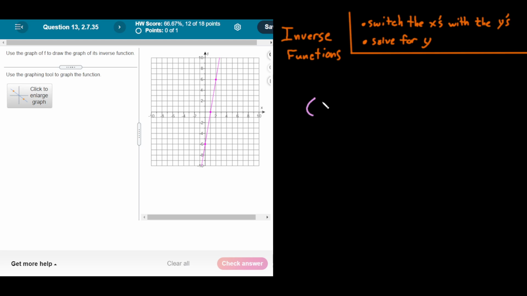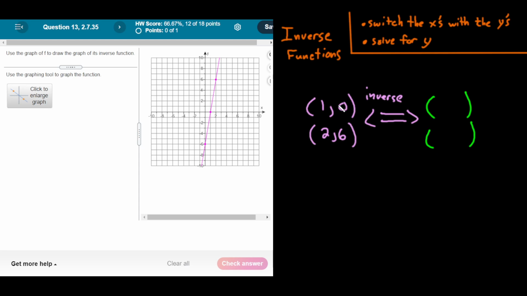So we have 1, 0 for one solid point. And what's another solid point? We have 2, 6. Let's write that down, 2, 6. Let's find the inverses of both of those points, and that would be our new function, our new graph. So remember, to find the inverse, you switch the x's and the y's, right? This becomes that, that becomes that. This becomes a 0, that becomes a 1. Switch the x's and the y's. Instead of 2, 6, you're going to have 6, 2.